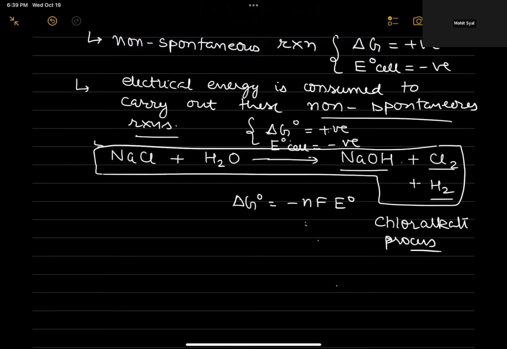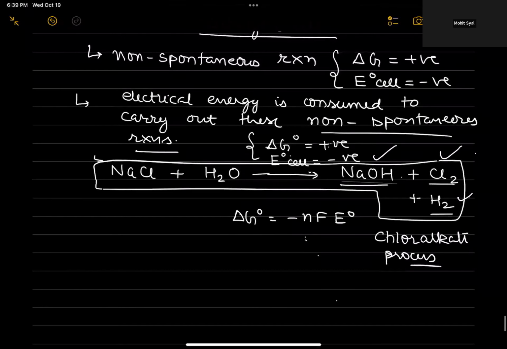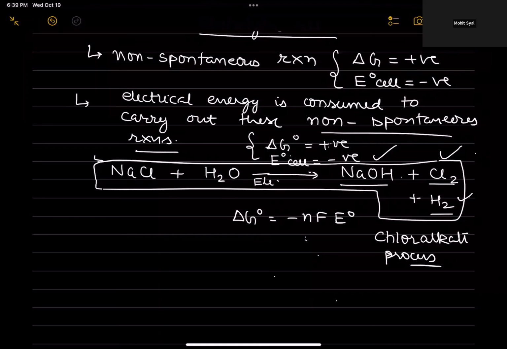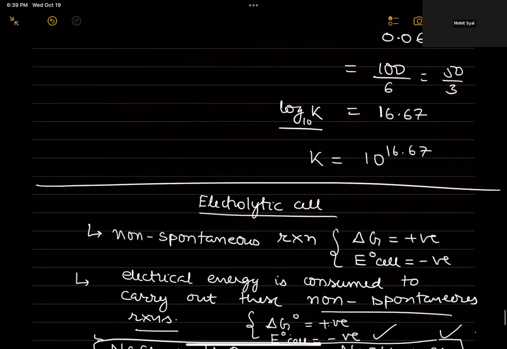It is used to manufacture sodium hydroxide, chlorine, and hydrogen gas. But if the reaction can't happen on its own, how are we going to get these compounds? The answer is we will pass electric current. So the answer is by electrolysis. Right, so that's what we discussed.